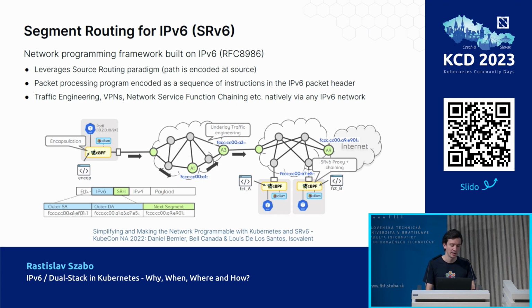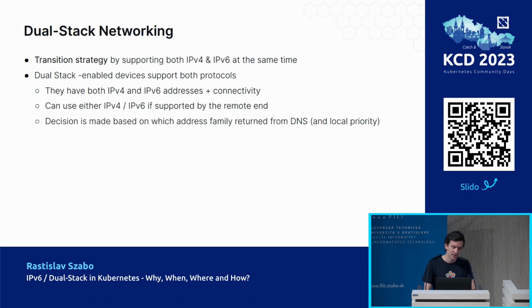We can, for example, tell our packet to traverse some optimized low latency path through the ISP network towards the other branch of your company. We can do VPNs, network service function chaining, etc. And everything natively via any IPv6 network. If you are interested more in segment routing, I would recommend the KubeCon NA 2022 talk by Daniel Bernier from Bell Canada and my colleague Luis de los Santos from Isovalent. It's very interesting. But let me go back to IPv6 and IPv4.